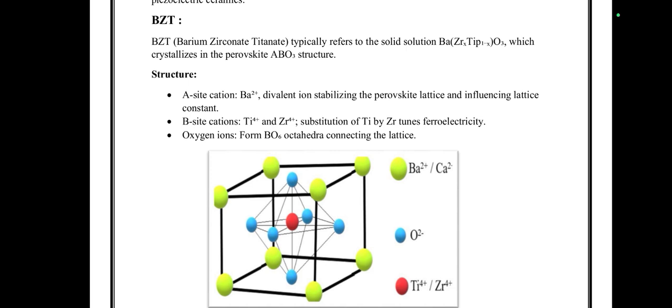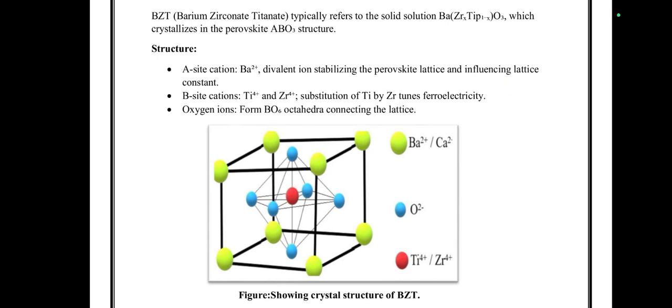Now, moving forward, if we talk about BCT, it's barium zirconate titanate, typically referring to the solid solution which crystallizes in the perovskite ABO3 structure. The structure of BCT is here: A-site cation barium, a divalent ion stabilizing the perovskite lattice and influencing lattice constant. B-site cations titanium and zirconium, substitution of titanium by zirconium tunes ferroelectricity. Oxygen ions form BO6 octahedra connecting the lattice.